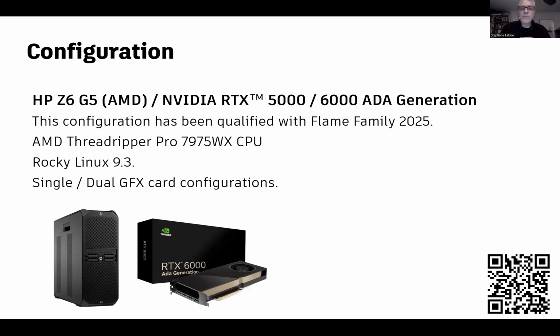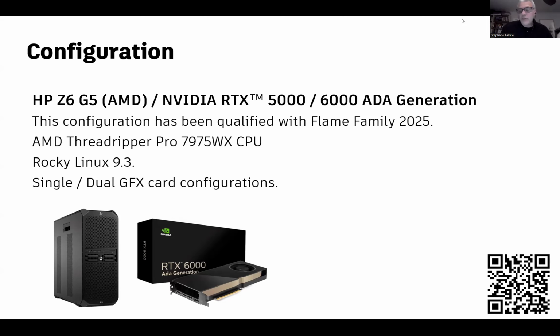Configuration, like I said, so we moved to Rocky 9.3, so we could support a new stream of workstations. So we closely worked with HP with their Z6 G5, which is an AMD Threadripper Pro, and we qualified the RTX 5000, 6000. You can configure your system as a single or dual graphic card. Dual graphic card would be used in the context of Background Reactor, so for background rendering.